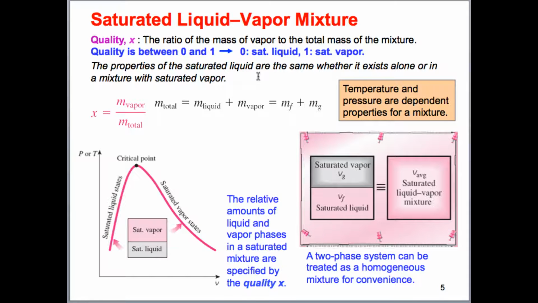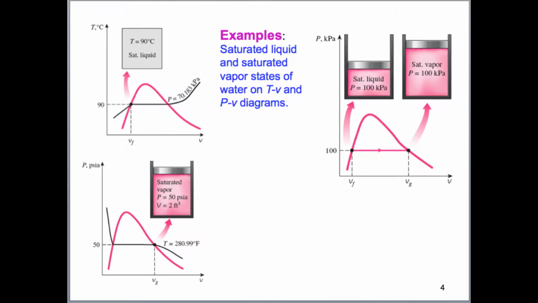Now, if we have a saturated liquid, our quality is going to be 0, and that value is going to vary between 0 and 1. So 1 corresponds to a saturated vapor. So you can get a sense immediately for what phase our fluid or our system is in by looking at the quality of the system if it applies to this particular region in the curve.